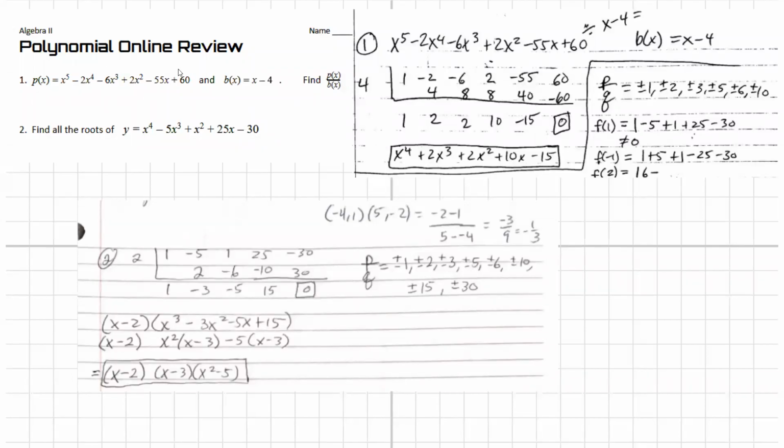So on the polynomial online review, the first problem told us to divide p of x by b of x. And p of x is this long fifth degree polynomial, divided by x minus 4. Now we can do that two ways. We can either do long division or we could do synthetic division. Since it's just a simple binomial, I chose to do synthetic here.